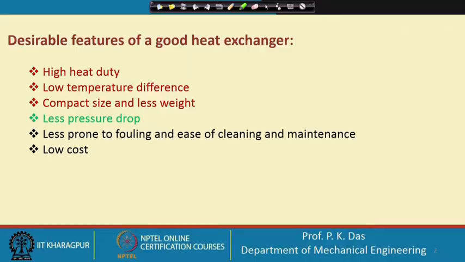But on totality, for an engineer who is designing a heat exchanger or working on a heat exchanger, other points are also important. These points could be less prone to fouling, ease of cleaning and maintenance, that is the serviceability of the heat exchanger, and over and above, for any engineering system, for any man-made system, cost is a prime factor. So, whatever we design, our economy should allow that. So, we should have the lowest cost of the heat exchanger.